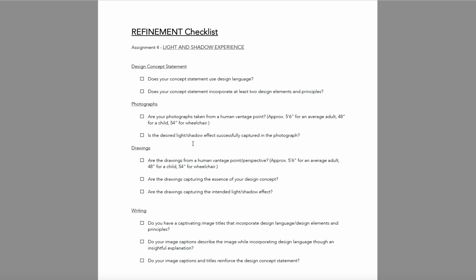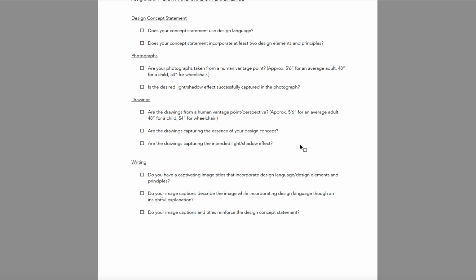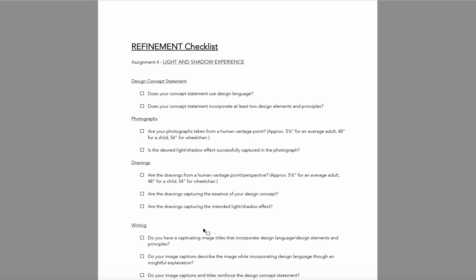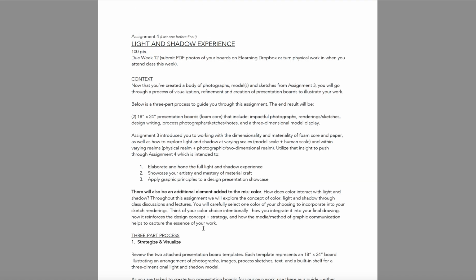And then your photographs. Are your photographs taken from a human vantage point? Is the desired light shadow effect successfully captured in the photograph? And so go through each one of these as a checklist as you work through your project. And that is the extent of the description for this assignment.